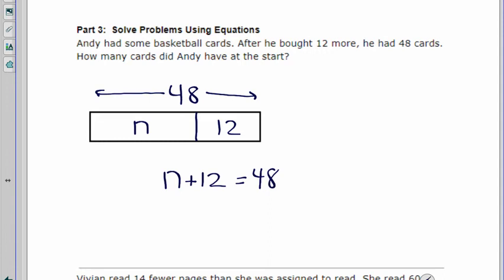Now you're going to think to yourself, how do I get that n all by itself? I want to know what n equals. And so what you would do is the inverse of addition. Adding 12 is subtracting 12. Do it to both sides and everything stays equal. And n is 36. Andy started with 36 cards.